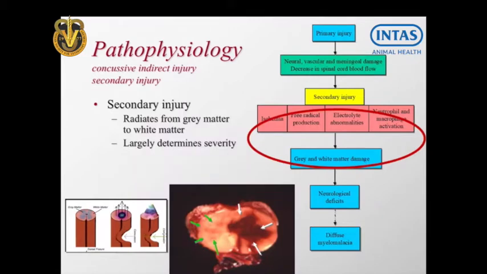Now, secondary injury is where you get ischemia, free radical production, electrolyte imbalance, and neutrophil and macrophage activation. You get gray and white matter damage, and then you get all these issues. Now, in spinal cord injuries, the first kind of research is this: there is a gene which gets activated.